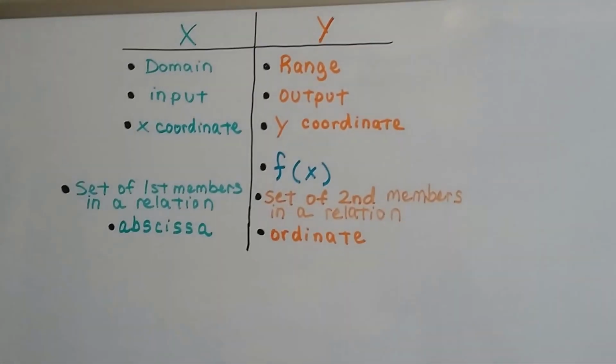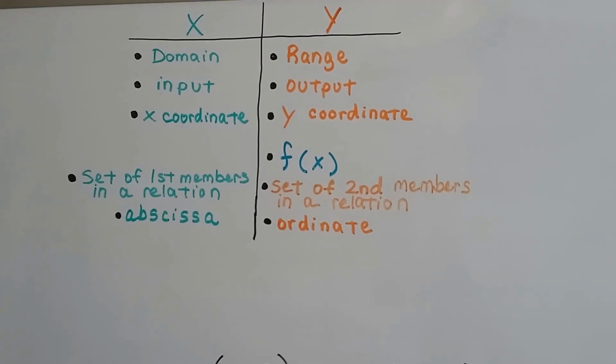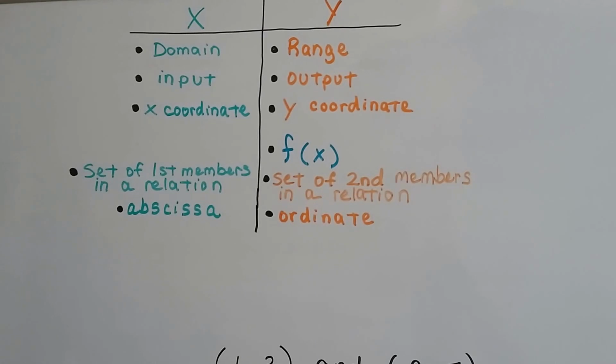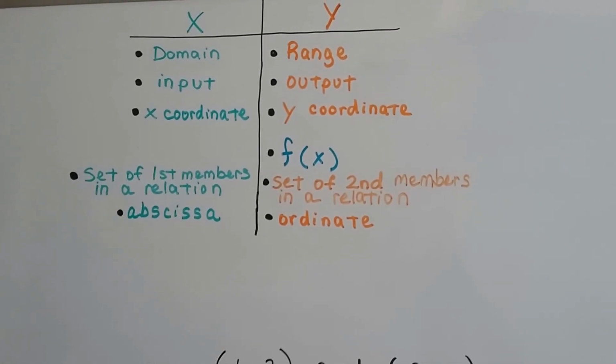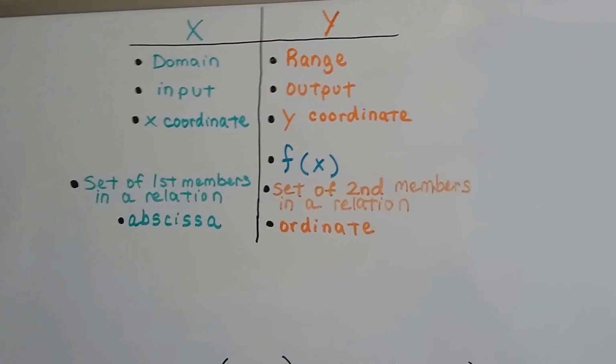All right? So remember, the x is the domain, the input, the x coordinate. It's the set of first numbers in a relation. It's also called an abscissa. And the y is the range, the output, the y coordinate. It's the function of x. It's the set of second members in a relation, and it's called an ordinate.